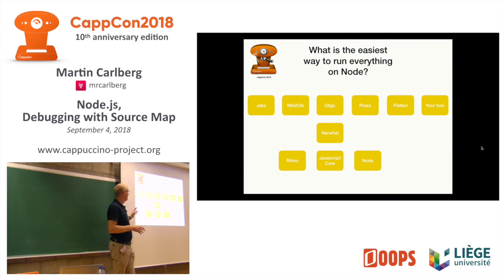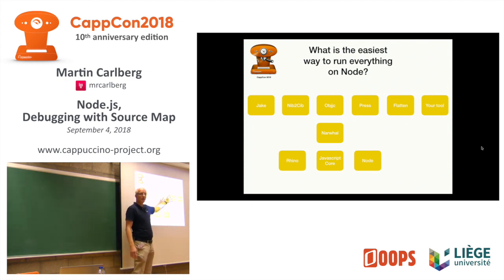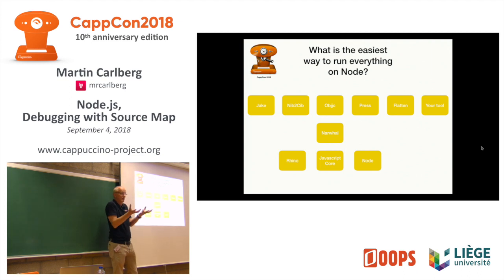And so now we can run some of the tools here. The problem is some of these tools use special functionality, especially press and flatten. They use Rhino special functions, so you can only run press and flatten on the Rhino engine. You can't run it on the JavaScript core, so you have to run it on this.